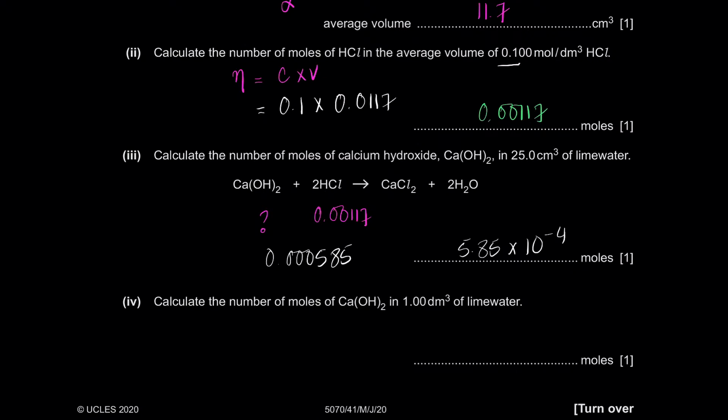Calculate the number of moles in 1 decimeter cube of lime water. So what we did was we figured out the moles in 25 centimeter cube. Now they're asking find it in 1,000 centimeter cubes. Isn't that, tell me if you get this, isn't that 5.85 times 10 to the power minus 4, divide that by 25, then multiply it by 1,000. What get you? Someone check my values.